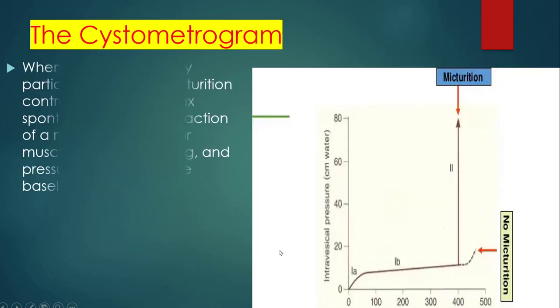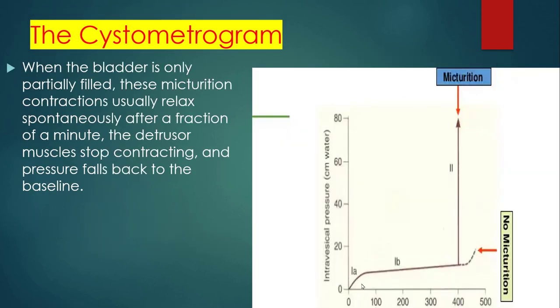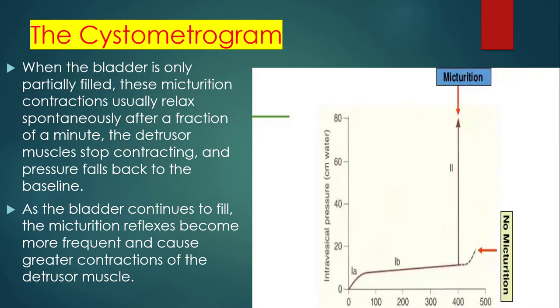When the bladder is only partially filled, the micturition contraction usually relaxes spontaneously after a fraction of a minute. The detrusor muscles stop contracting and the pressure falls back to the baseline. When the volume is less than 300 or 400, there is a micturition reflex, but it spontaneously subsides. As the bladder continues to fill, the micturition reflex becomes more frequent and causes greater contraction of the detrusor muscle. Beyond 300 or 400 ml, there is a sudden step rise in the intravesical pressure.